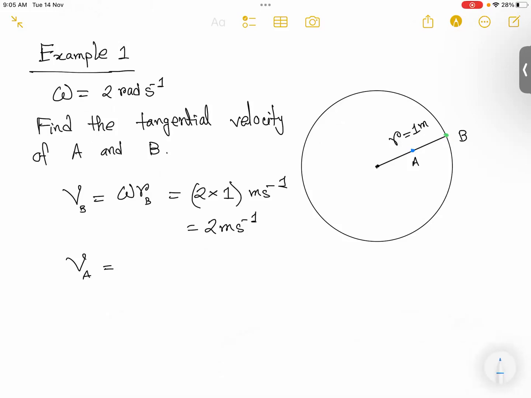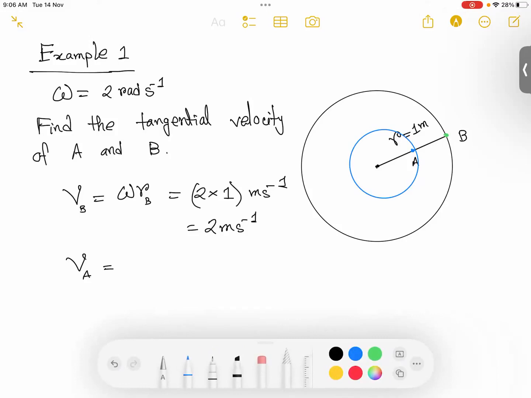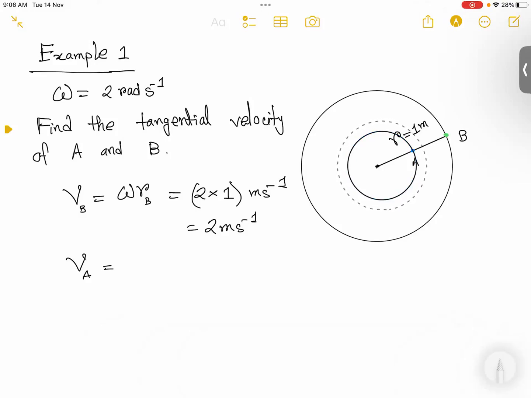So although the whole blade is moving in the circle, the tip of the blade, point B, is moving in a circle of radius R, but point A is moving in a circle like this. It's not moving in a circle of radius R, rather it's moving in a circle of 0.5 meter radius. So যখনই তুমি A পয়েন্টের linear velocity বা tangential velocity calculate করবে, you have to write it as radius of A, so that will be 2 into 0.5 meter per second. So that will be 1 meter per second.